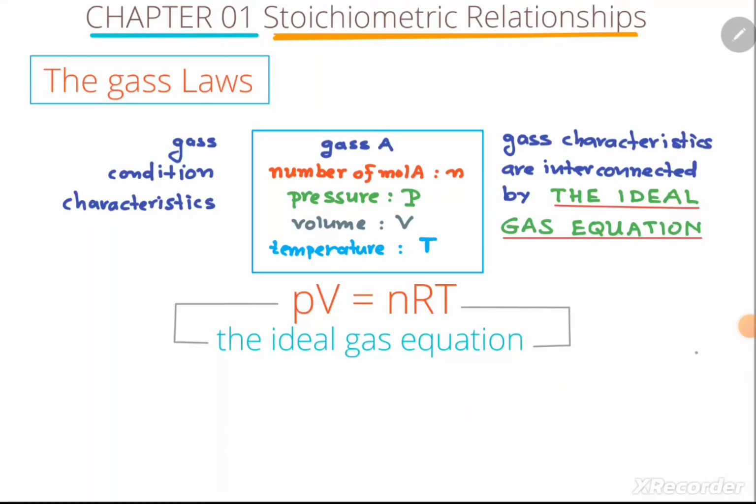Hello again. We continue with Chapter 1, the unit of the gas laws. Let's get to know gas state characteristics. For a container containing gas A, if we want to describe the gas state, we must state the number of moles, the pressure, the volume, and the temperature. Gas characteristics are interconnected by the ideal gas equation: pressure times volume is equal to the number of moles times the gas constant times temperature.